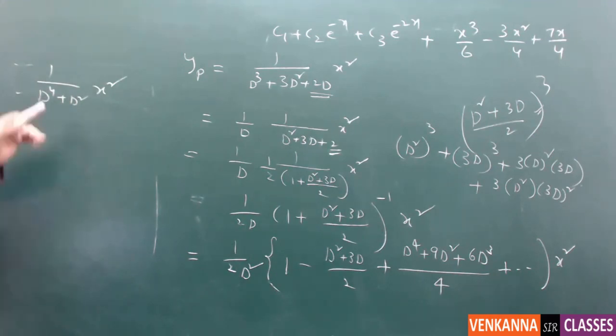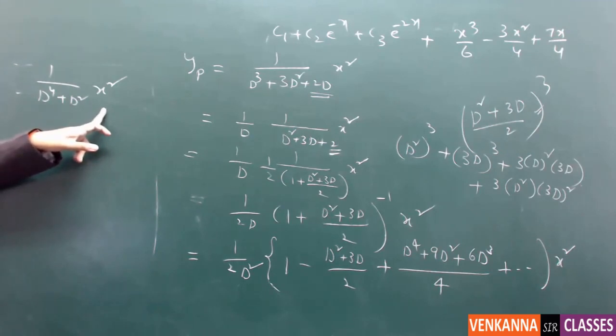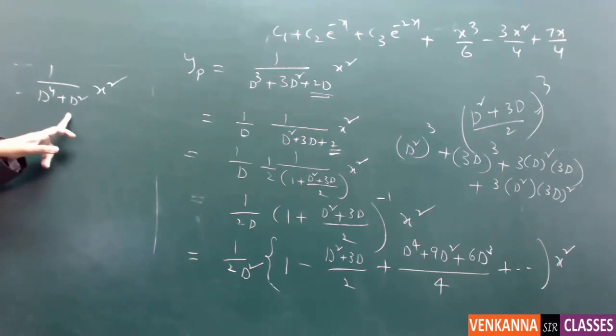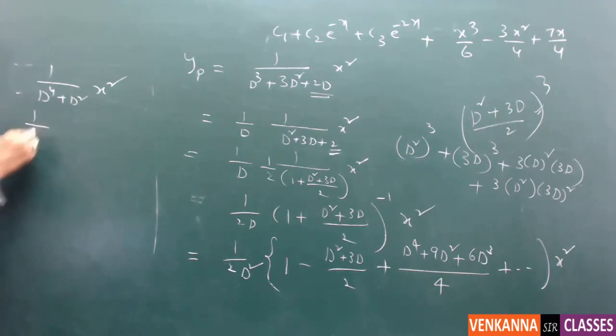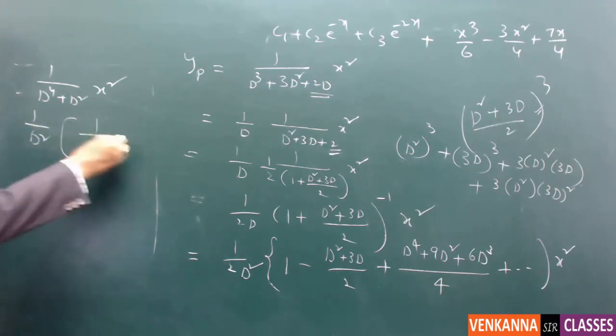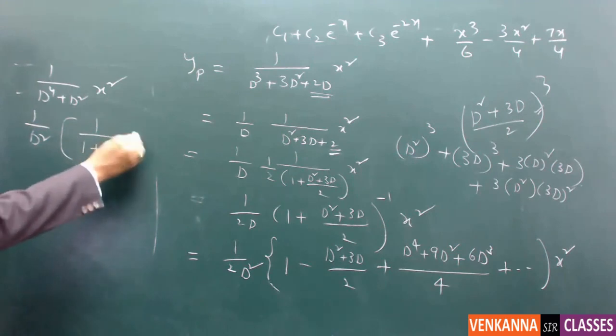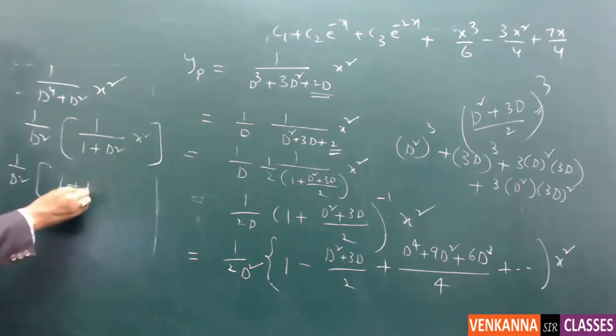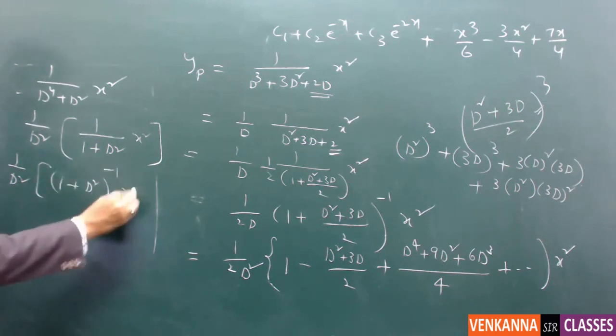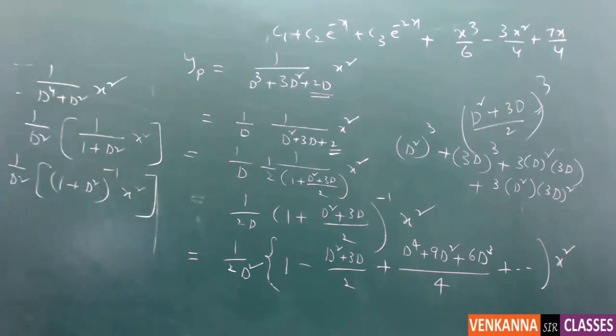If you take 1 by d power 4 plus d square of x square, what is the term you are going to take common here first? d square. Accepted? So 1 by d square into 1 by 1 plus d square of x square. It will come in the form 1 plus d square whole power minus 1 of x square. Accepted?